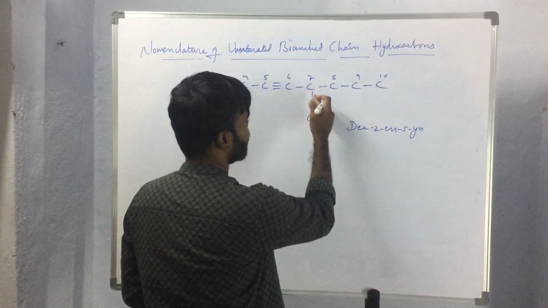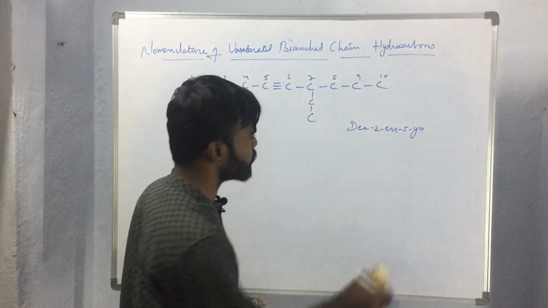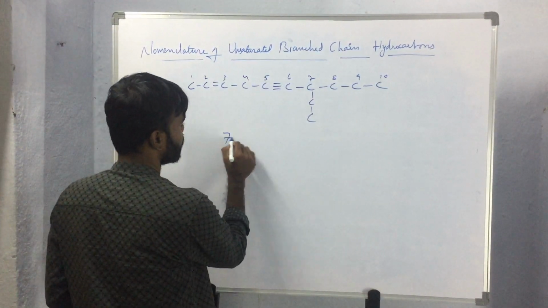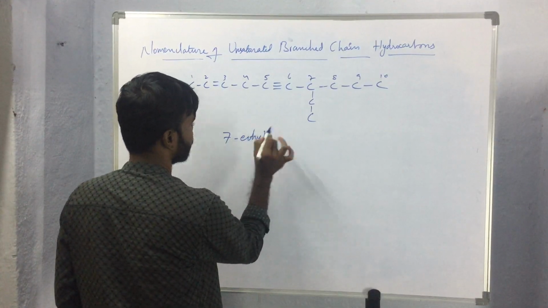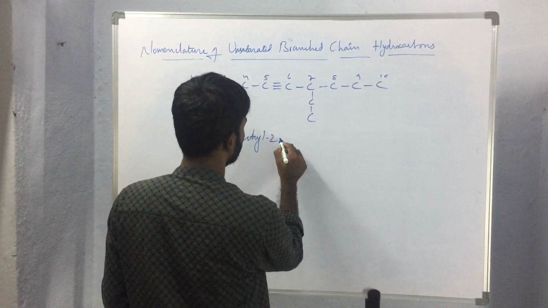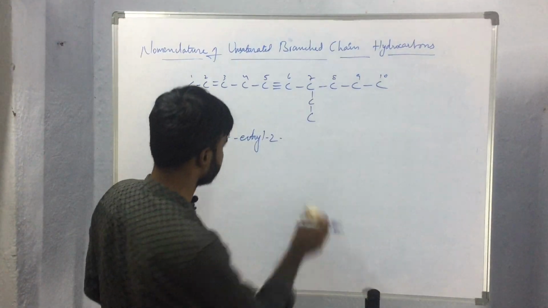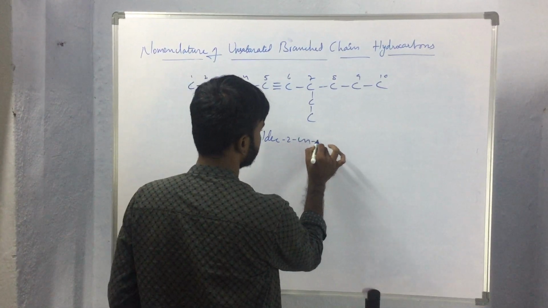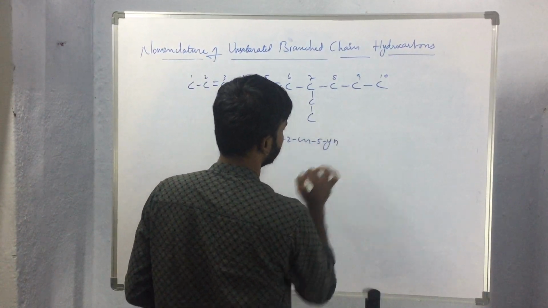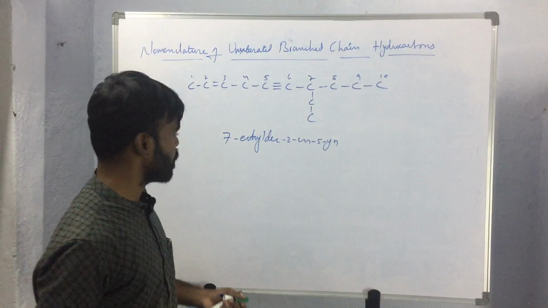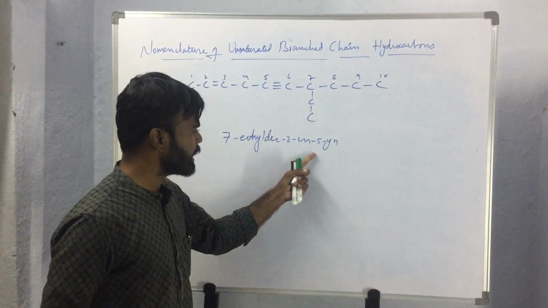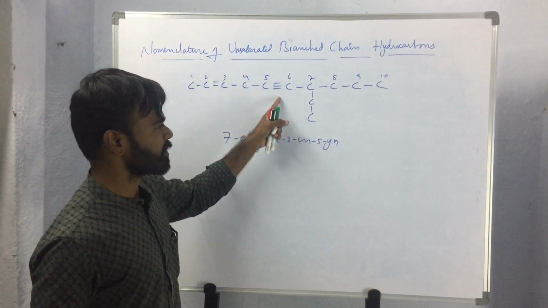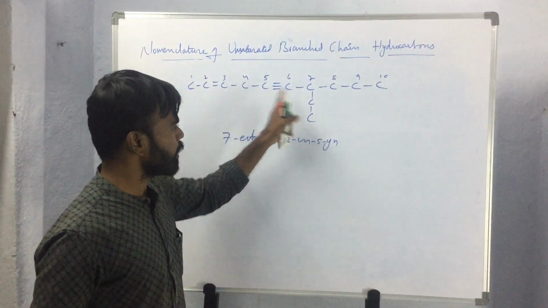And the seventh carbon atom is having ethyl substitution. So the name of the compound will be 7-ethyl dec 2-ene 5-yne. This will be the name of the compound. So here the triple bond will get the first priority, and this will be representing the nature of the parent chain.